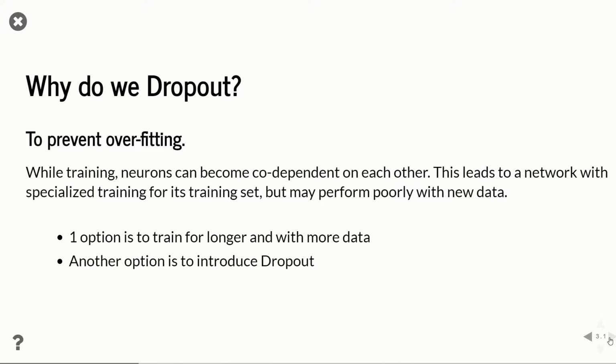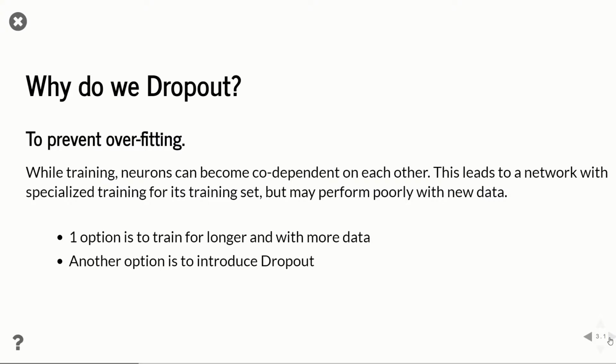Well, the main reason you use dropout is to prevent overfitting. While we're training, our neurons can become codependent on each other. What this means is their weights can affect how the weights of other neurons get optimized. As a result, we get a network that's specialized on the training data. But when we provide it new data, in our test data for example, it performs poorly. This is what we call an overfit network.